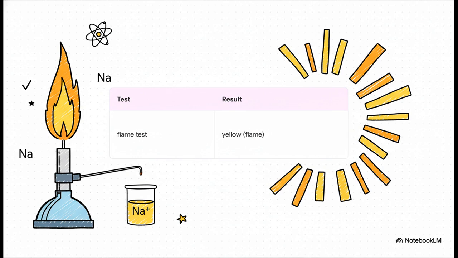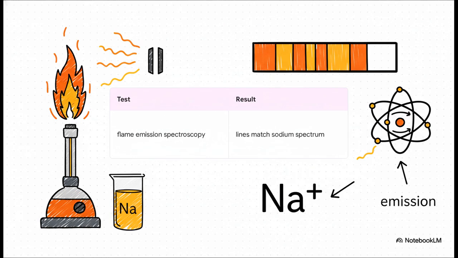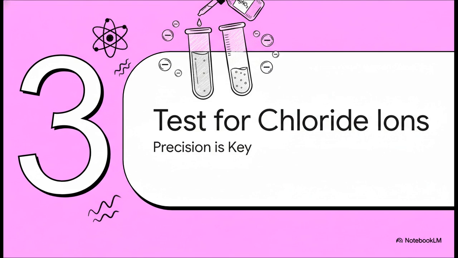Easy peasy. But wait, there's more. You could also go with flame emission spectroscopy. It's a bit more high-tech. If you write this down, the key for the result is seeing that the lines on the spectrum match the known spectrum for sodium. Both answers get you full marks. It's good to know you have a choice, right? All right, so that's the positive ions sorted. Now let's move on to question 01.2, which is all about the negative ion.